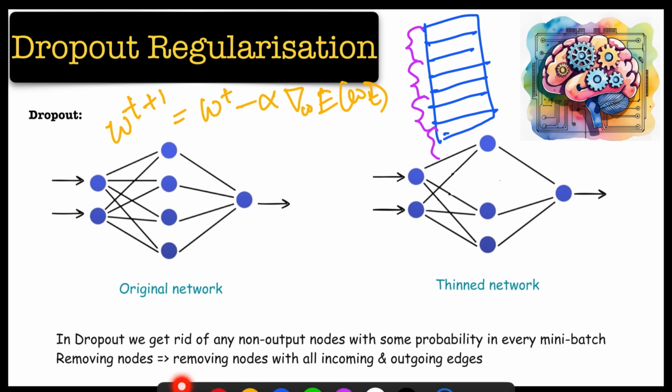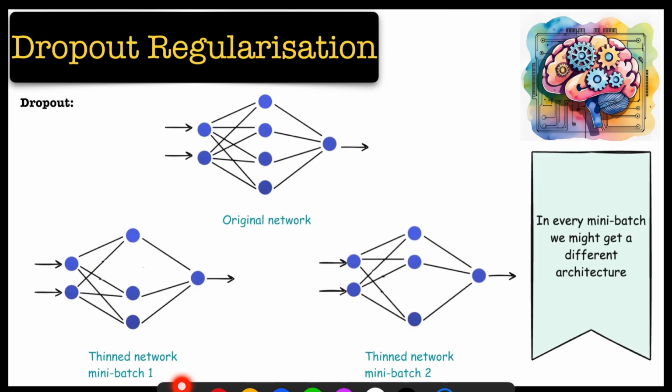At each mini batch, we have a different type of thinned network. In every mini batch, we might get a different architecture. Let's say this is mini batch 1, we got this type of architecture. In mini batch 2, we got a different architecture. That's how it is mimicking training multiple different models in different iterations.